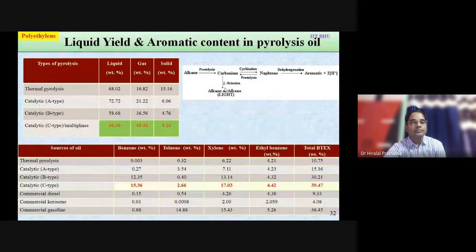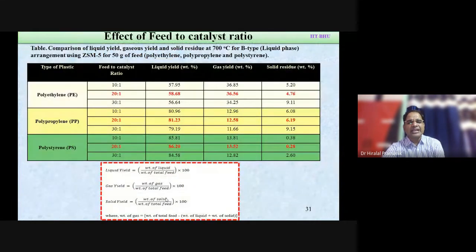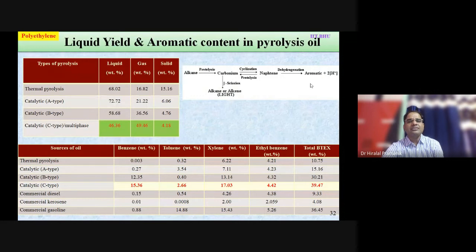So the yield calculation is very simple. Liquid yield, gas yield and solid yield, I have just shown here how it was calculated. Liquid yield and aromatic content in pyrolysis oil, that is, qualitative analysis.